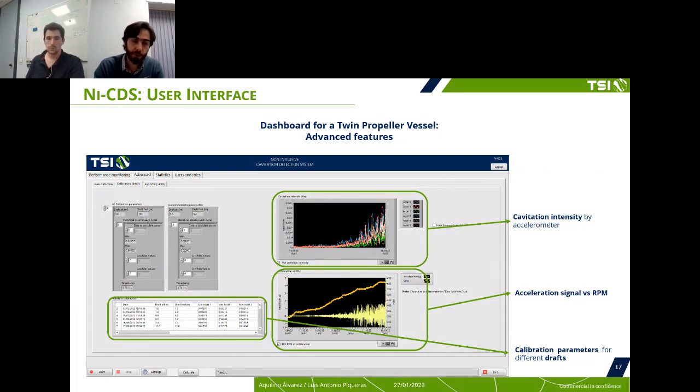Also, we think it's important for the crew members to have a record, as you see in the bottom left side of the dashboard, of the self-calibrating process depending on the current sailing conditions. Okay, next, please.